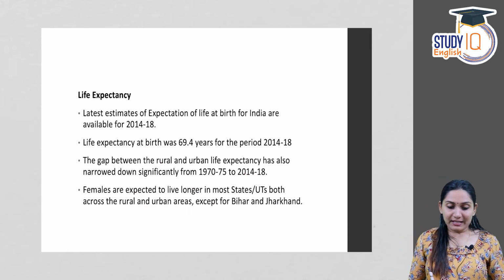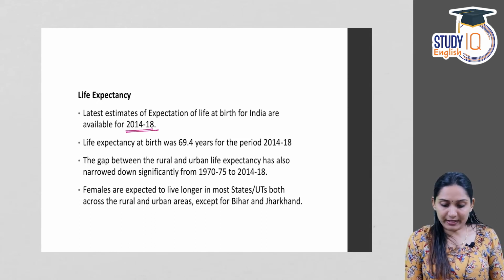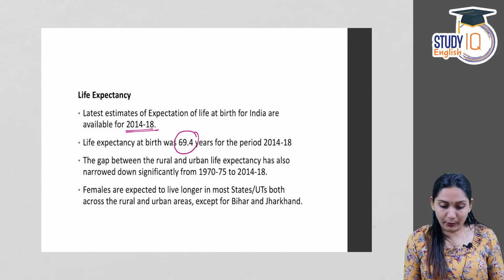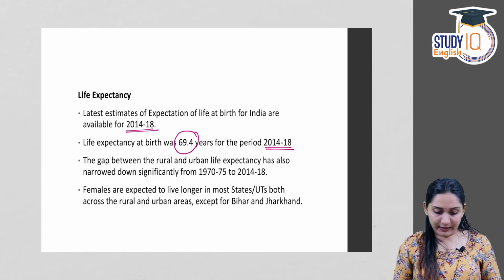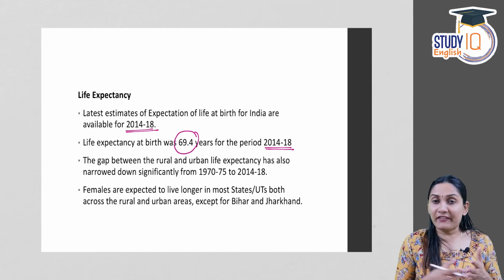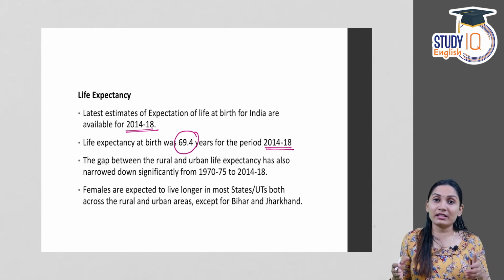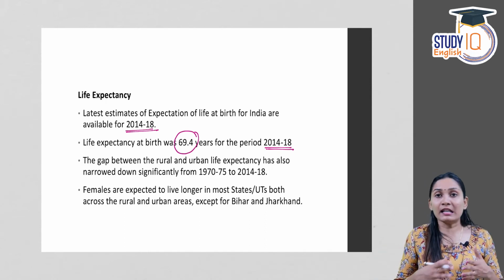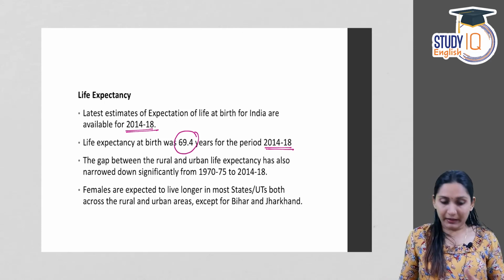Now next is life expectancy. Latest estimates of expectation of life at birth in India are available for 2014 to 18. Life expectancy at birth was 69.4 years in 2014 to 18. Now, there is a gap between rural and urban life expectancy. It has narrowed down. If you take from 1970 to 2018, the difference between the rural life expectancy at birth and the urban life expectancy at birth has narrowed down. And it's 69.4 years in the 2014 to 18 period.